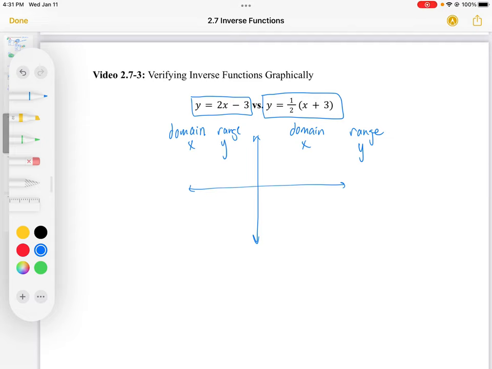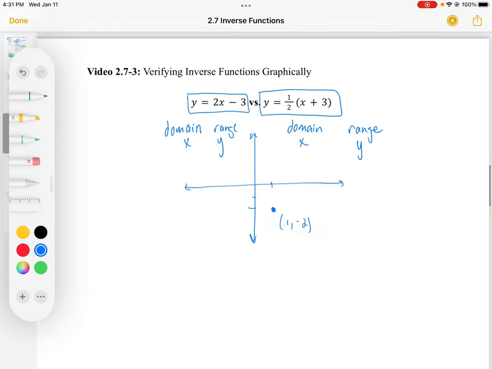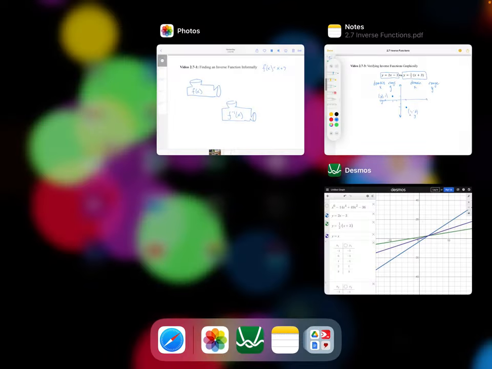Essentially, take any point on the graph, let's just say (1, -2). I'm just making this point up. I don't know that it lies on either line. But if (1, -2) is on one of the functions, then the point (-2, 1) will lie on the other function. What was x and y is now y and x. And again, we're strictly talking about the values of x and y.